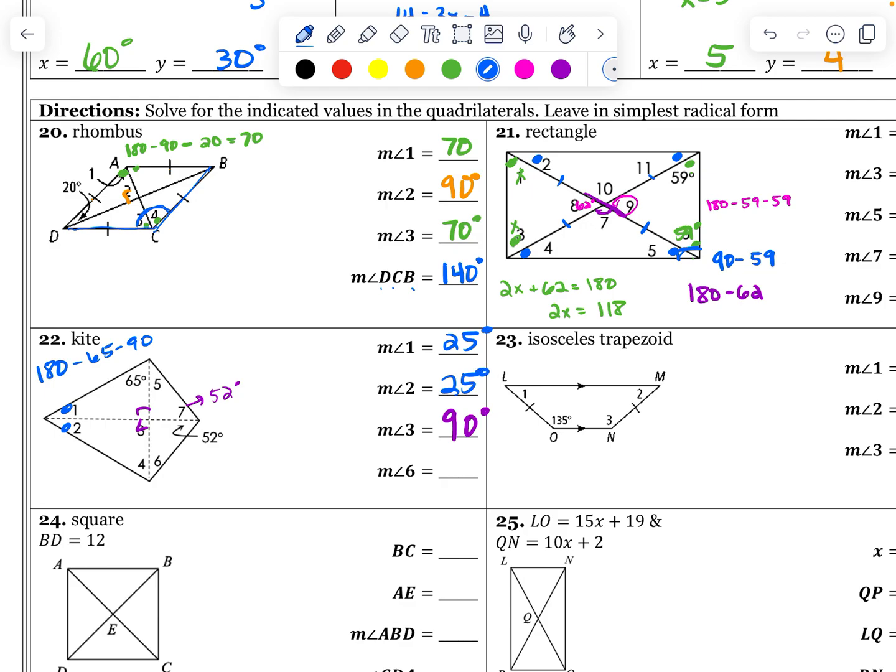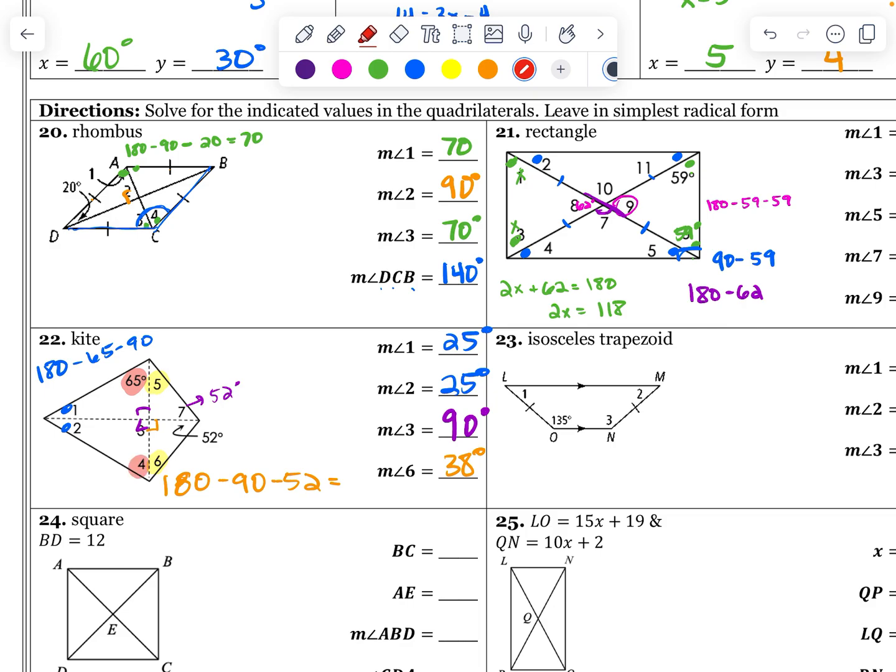And then same thing for angle 6 here. So I know that's 90, so I can do 180 minus 90 minus 52, which means 6 is 38 degrees. Oh, got it. Love it. And then just so that you also know, 6 and 5 are the same. That and that are the same.